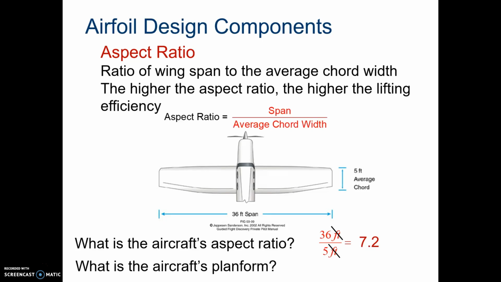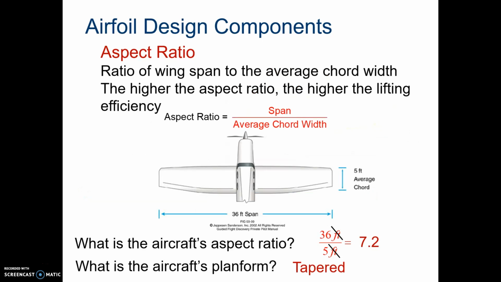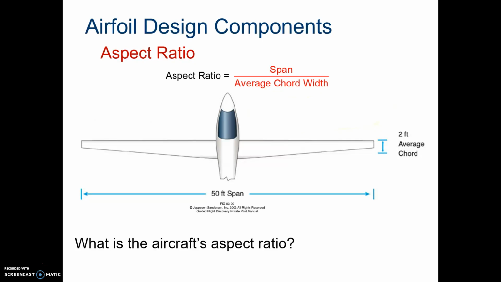Well, and the platform of this one, anyone want to guess? And that would be tapered. This one, you see a very narrow wing, only 2 feet average chord, but a much longer span, 50 feet. So 50 feet divided by 2 feet, and the feet cancel. We have an aspect ratio of 25, much higher than the 7.2 we saw over here. That's why with gliders you tend to see longer wingspans, but also more narrow wings, because they have a higher aspect ratio, which then, of course, generates more lift for them.